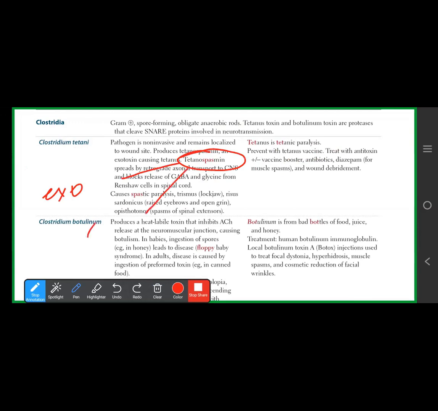Okay, so next, where is it traveling to? It's traveling to the CNS. What kind of transport are they having? They're having a retrograde kind of transport to the CNS. Okay, retrograde axonal transport to the CNS.